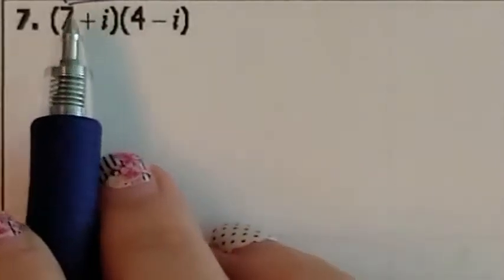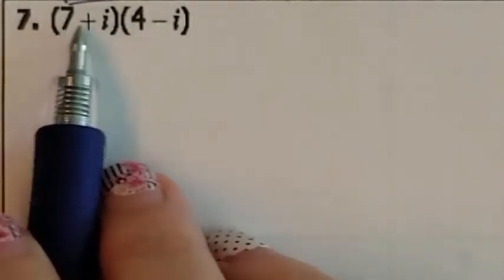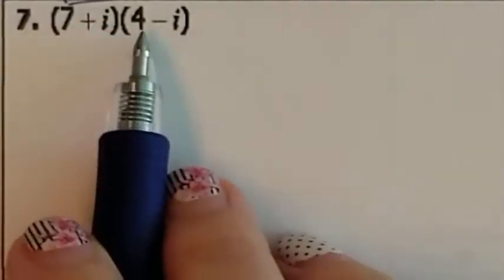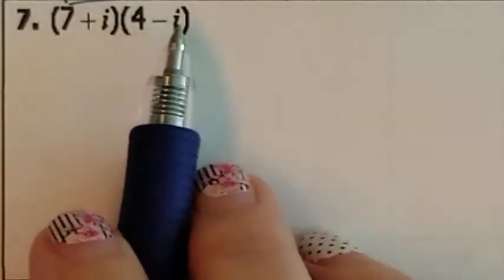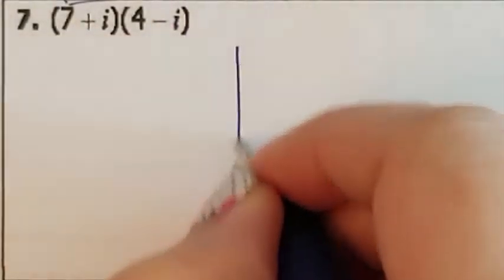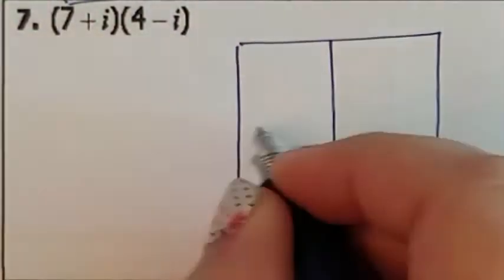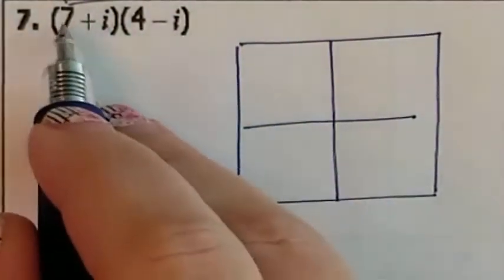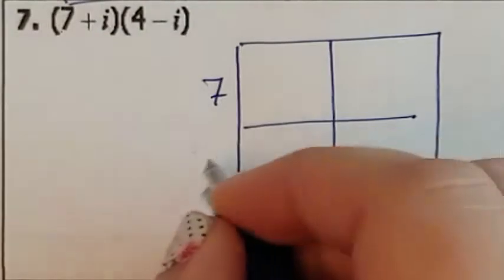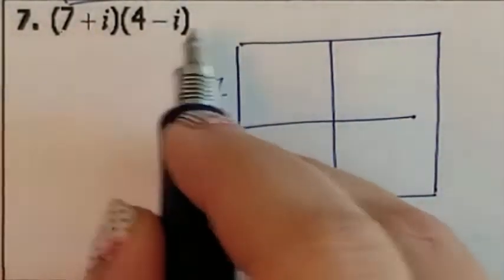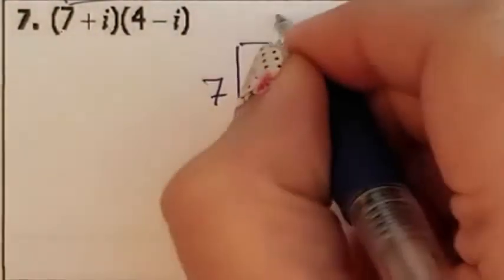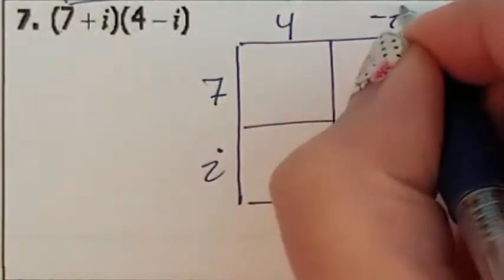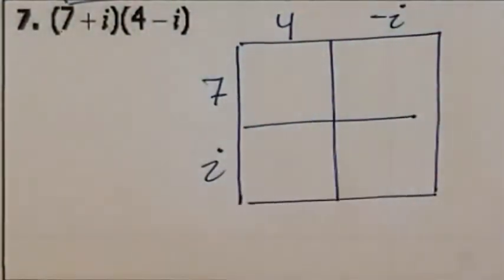Problem number 7, I have a binomial, which means two-termed parenthesis, being multiplied to another binomial, another two-term parenthesis. We're going to solve this using the area model. The first parentheses on the first side, that's 7, positive i. Second parentheses, the second side, that's a positive 4, and that's a minus 4i. Now we're just going to multiply and figure out what we have on the inside.